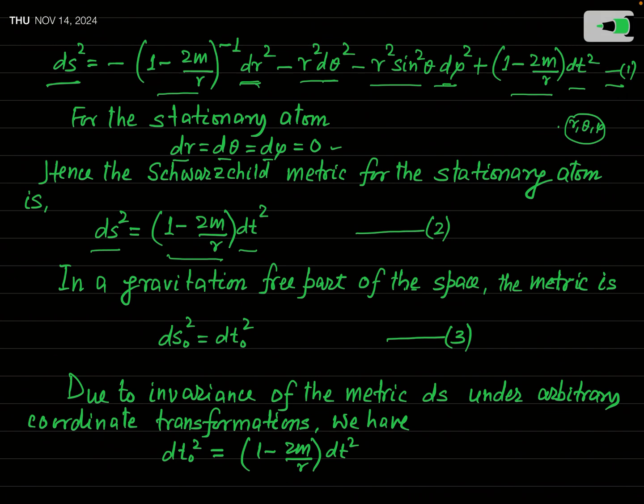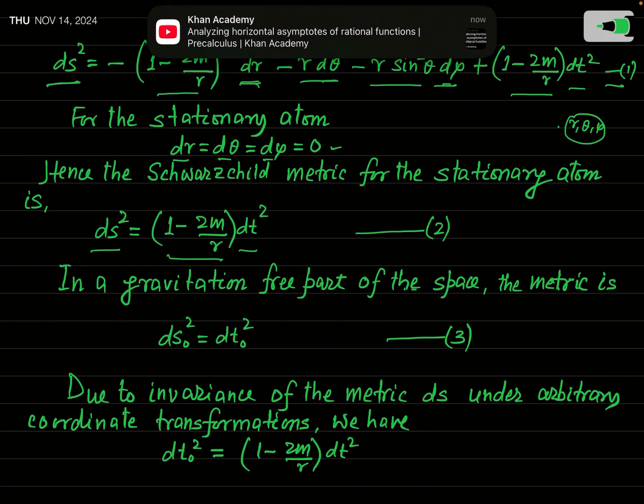Now actually we have to compare the frequency or the wavelength of light emitted by the atom when it is in gravity free space and it is observed by an observer. So if you talk about the part of a space which is free from any gravitational effect, or you can say that we are talking about a region of space which is free from gravitation.